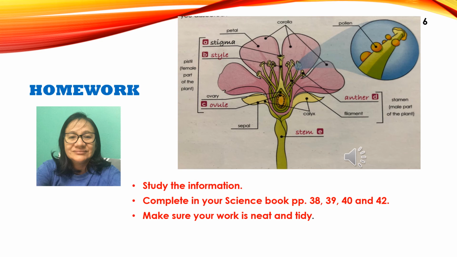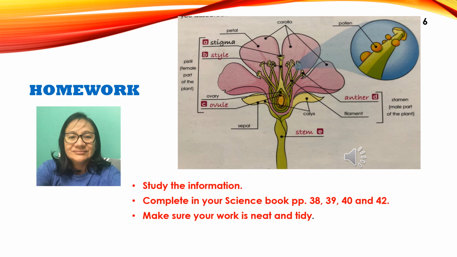Look right here. This looks like an octopus. Here you have the pollen. Look, the corolla, the petal. You have all the parts right here. You should be able to answer page 38 with this information. And remember, when you have a flower, you should be able to locate or label its parts with this information.